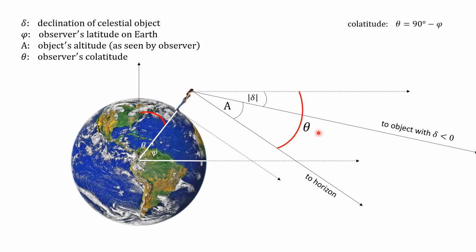But let's look at the relationship between theta, altitude, and declination. Really the absolute value of the declination.